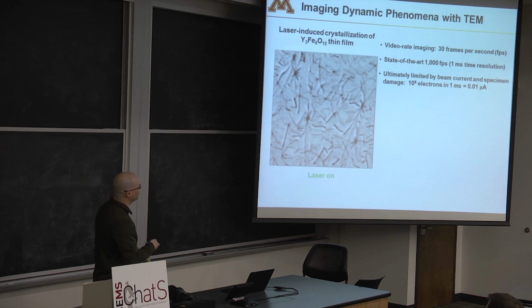Let's think about this in terms of a current. So if I want to snap a picture with 10 to the 8 electrons in 1 millisecond, the amount of current that specimen is going to see is about 0.01 microamp. Not bad. That's pretty reasonable, actually. So what does that mean? Okay, I'm okay with a millisecond. I can deal with that.